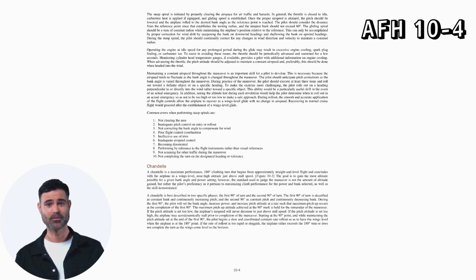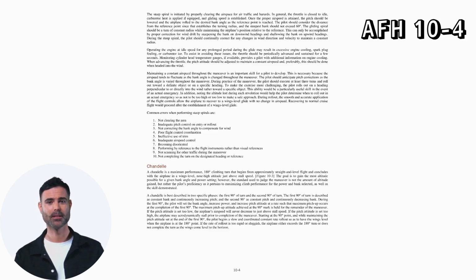To make the exercise more challenging, the pilot rolls out on a heading perpendicular to or directly into the wind, rather than toward a specific object. This ability would be a particularly useful skill in the event of an actual emergency. In addition, noting the altitude loss during each revolution would help the pilot determine when to roll out in an actual emergency so as not to be too high or too low to make a safe approach.